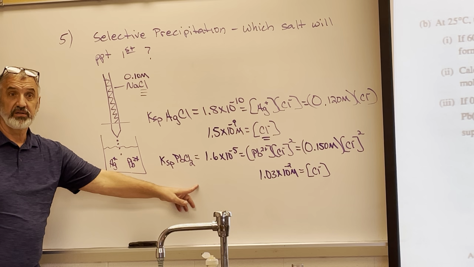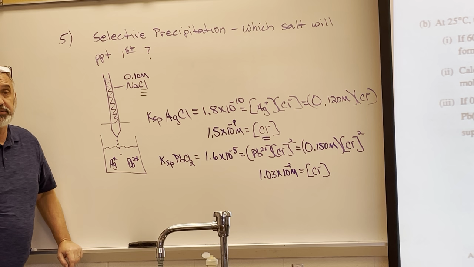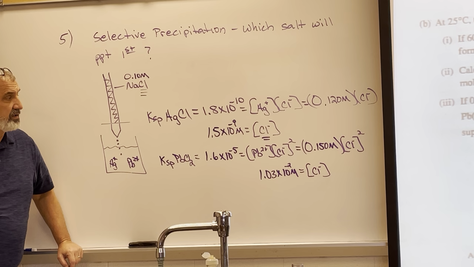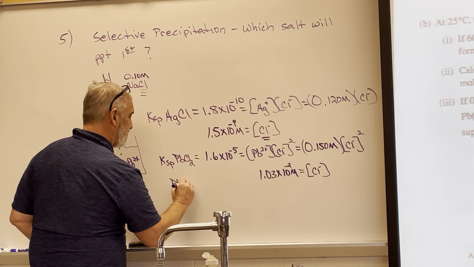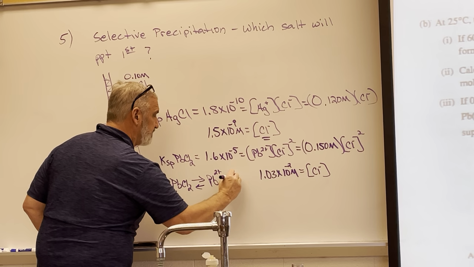I'm trying to read y'all's eyeballs to see if you're following along with me. It's a tough read. Can you explain why you got the square to get Cl minus squared? Because PbCl2, when it dissociates, goes into Pb2 plus, plus 2 Cl minus. Remember, coefficients become your exponents in your equilibrium expression.